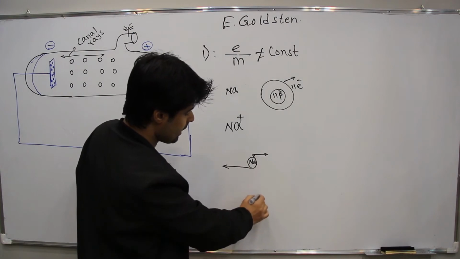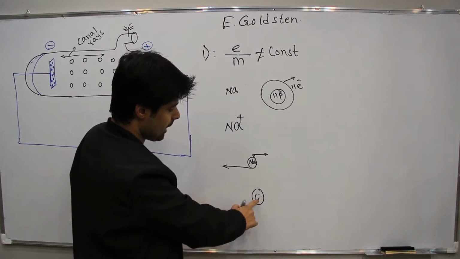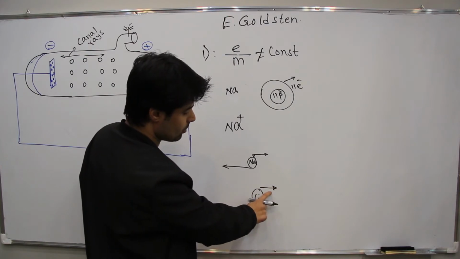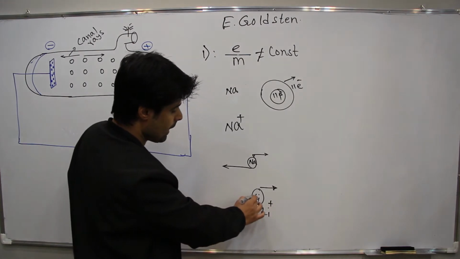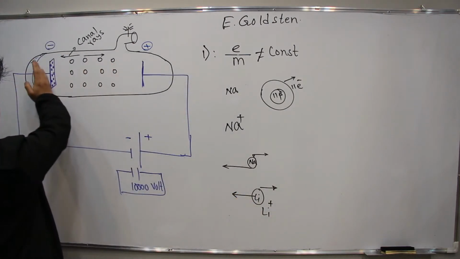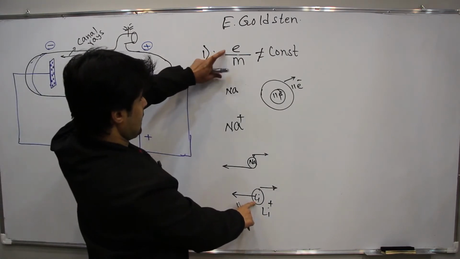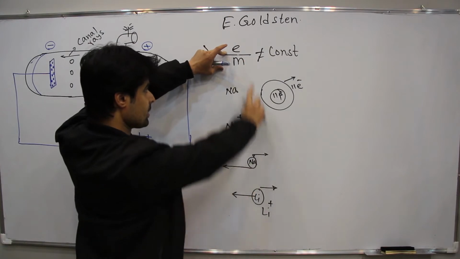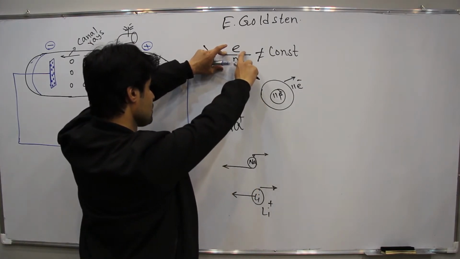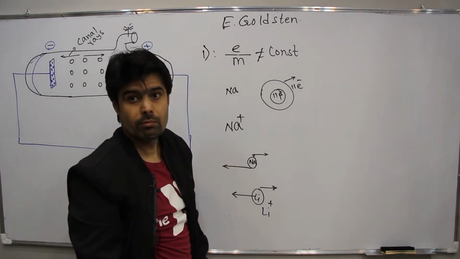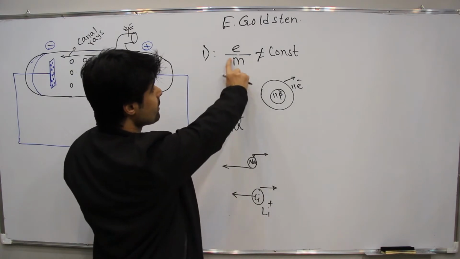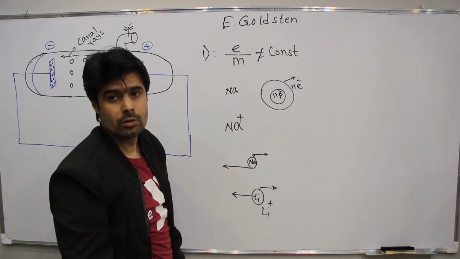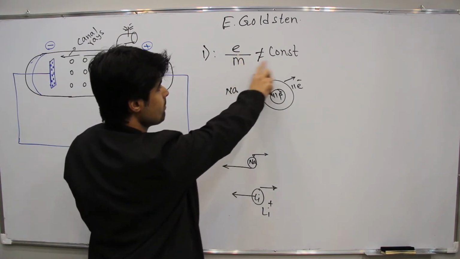When we take another atom, lithium, lithium has 3 protons and 3 electrons. If you remove one electron, this lithium becomes lithium plus, and it goes from the positive side to the negative side. Lithium has a charge and a mass, but what do you think? Are the division of charge to mass of sodium and of lithium the same? No. Why? Because we have differences in mass, and also differences in charge. For this reason, the division of e to m is not constant.